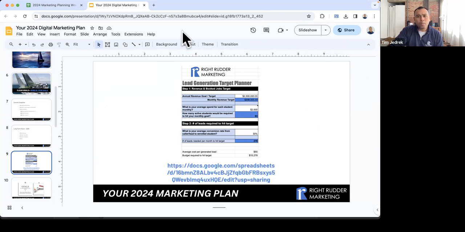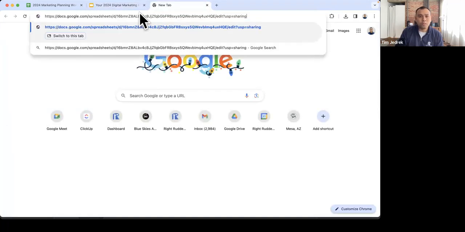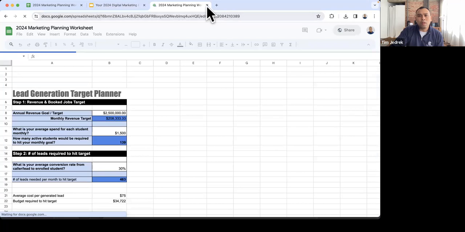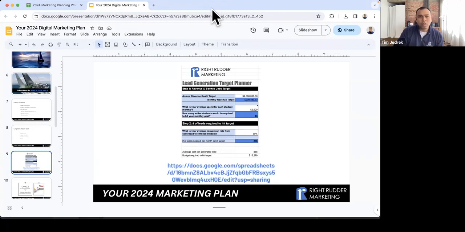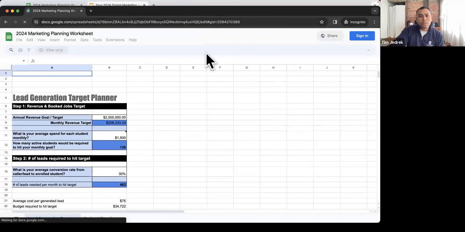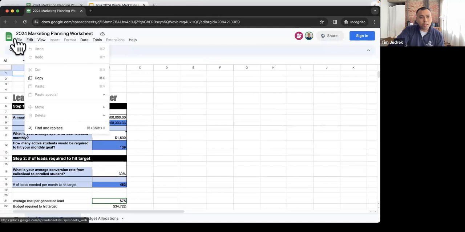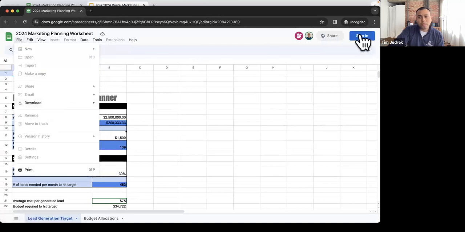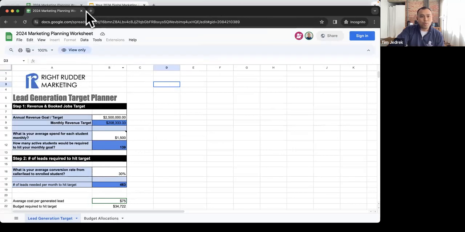And you should be able to, if my screen's still sharing, just paste that into Google. I'm going to do it in an incognito window. So you should be able to see it. And then what you're going to do is go under File and then make a copy. As long as you're signed in on Google, you should be able to make a copy in your own drive. And then you can play around with these numbers with me and see what 2024 entails.